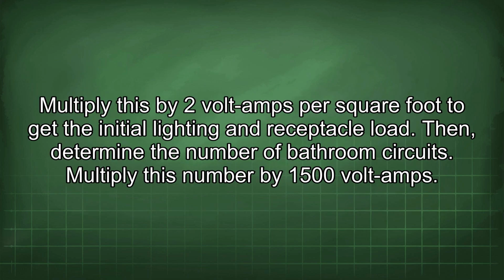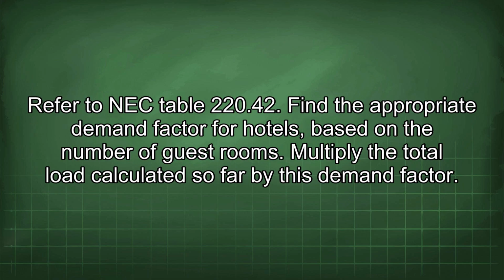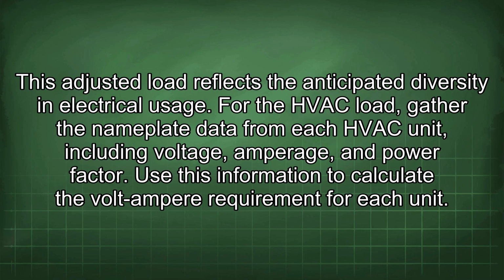Start with the gross square footage of the hotel. Multiply this by 2 volt amps per square foot to get the initial lighting and receptacle load. Then, determine the number of bathroom circuits. Multiply this number by 1500 volt amps. Refer to NEC Table 220.42. Find the appropriate demand factor for hotels based on the number of guest rooms. Multiply the total load calculated so far by this demand factor. This adjusted load reflects the anticipated diversity in electrical usage.